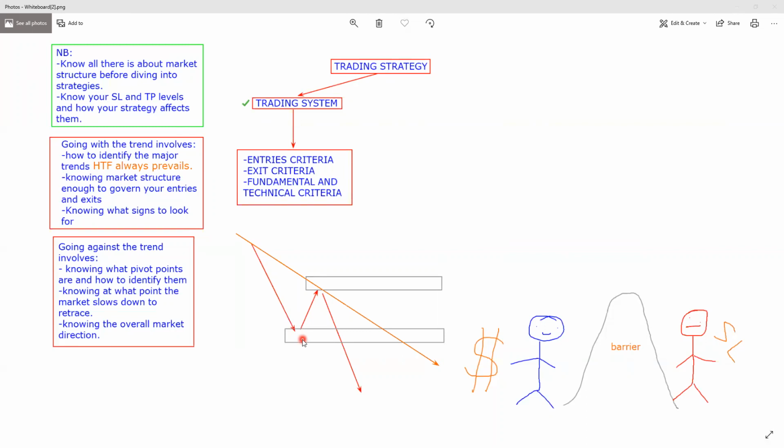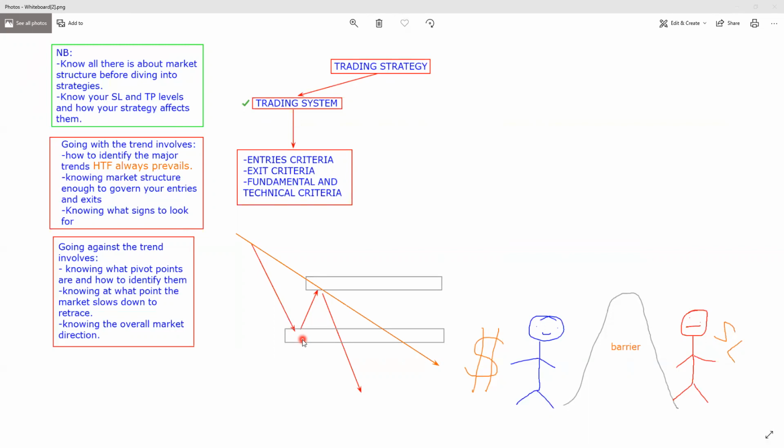So I'll re-emphasize the point that knowing market structure is enough to govern your entries and your exits, because market structure mixed with your trading system approach will be able to give you as much money as possible from the market while reducing your loss as much as possible.